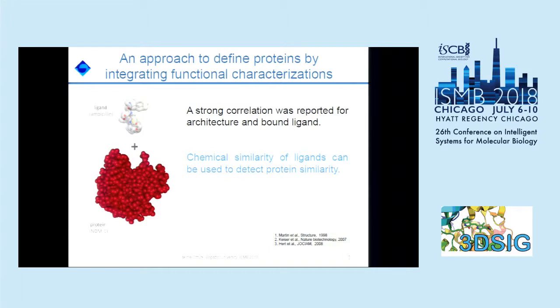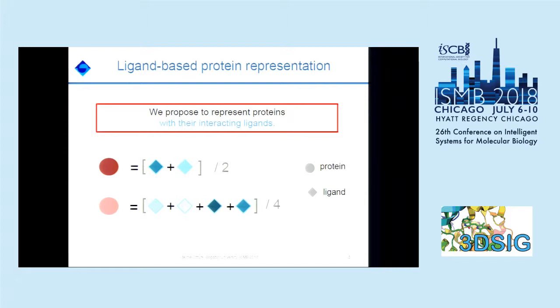And our main motivation was this puzzle-like interaction between the protein and its interacting ligands, because the previous studies showed us that we can use a ligand to capture functional and mechanistic properties of proteins, such as the study that showed a strong correlation between the protein architecture and its bound ligand. And similarly, Kaiser et al. and Hart et al. showed that we can actually use chemical similarity to detect protein similarity. So in the light of these studies, we built our proposal. It was to represent proteins using their interacting ligands.